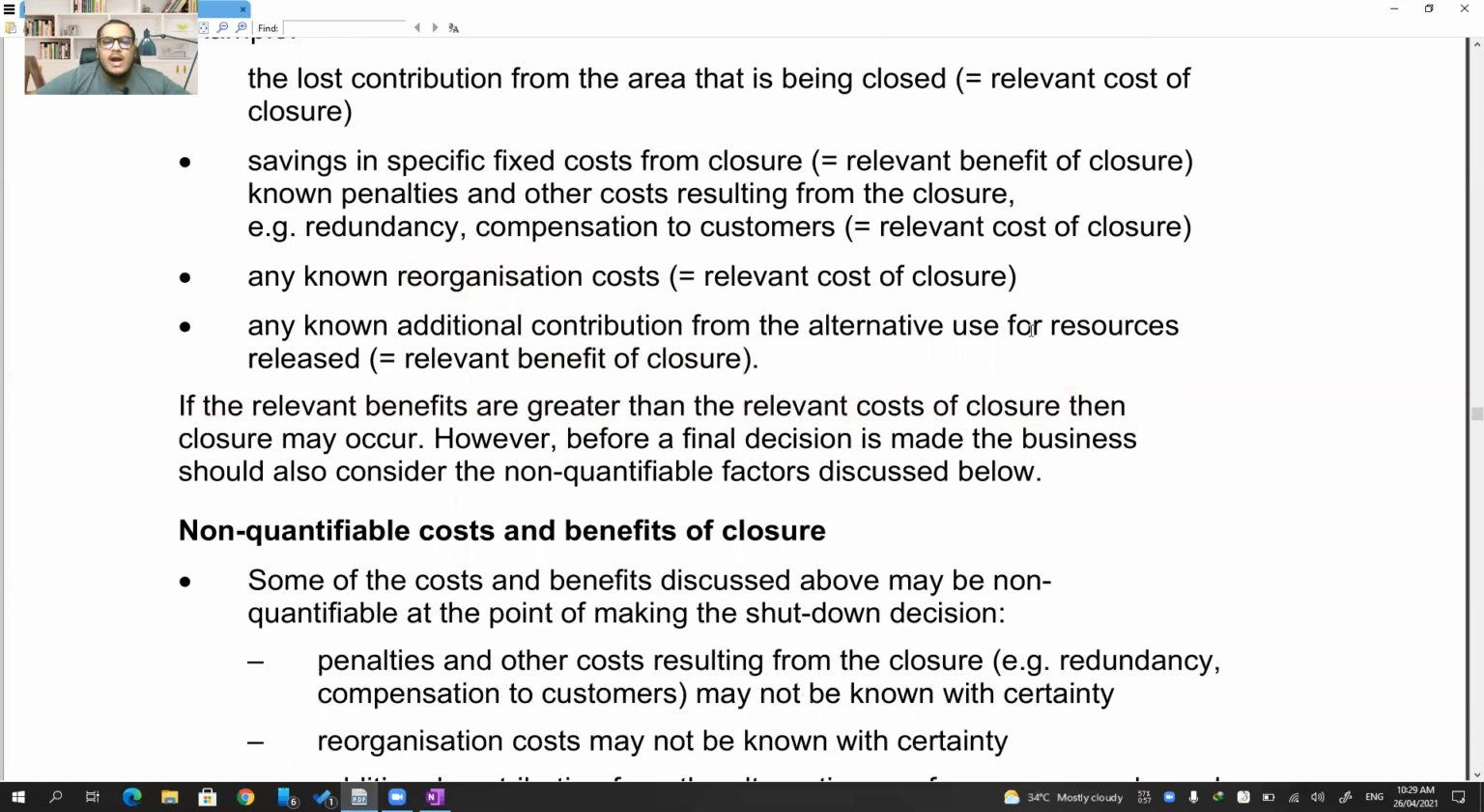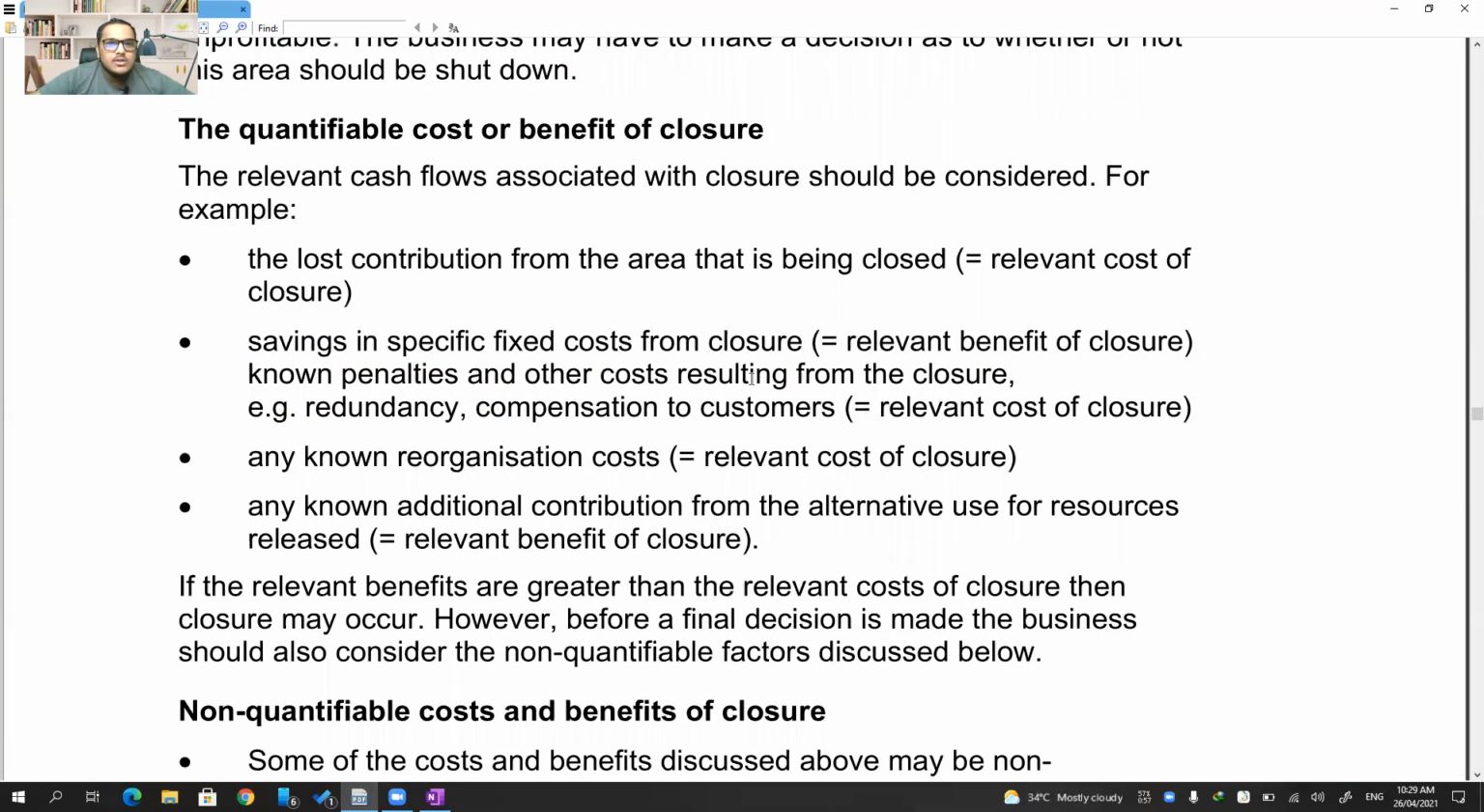Additional contribution from alternative use of the resources released. Sir, what does that mean? You know, when you shut down a project, the resources from that project are released, like raw material or labor or variable overheads or rental space or furniture, computer equipment, etc. They'll all be released. Now you can use them in some other projects. So that's the relevant benefit for you, opportunity benefit for you. That also you have to consider. That is your quantifiable cost or benefit of the closure.